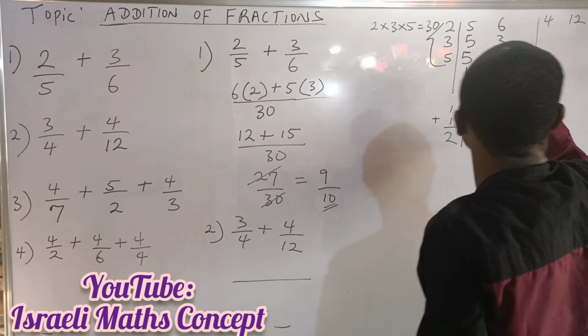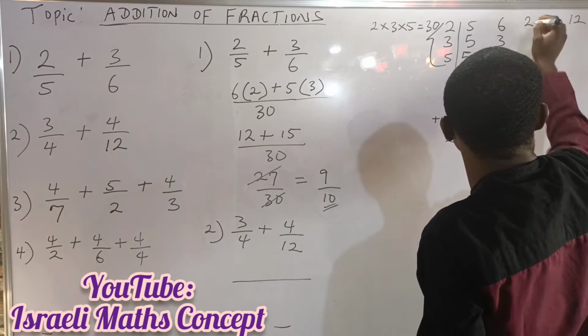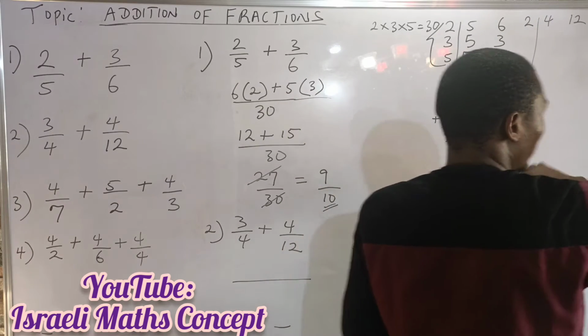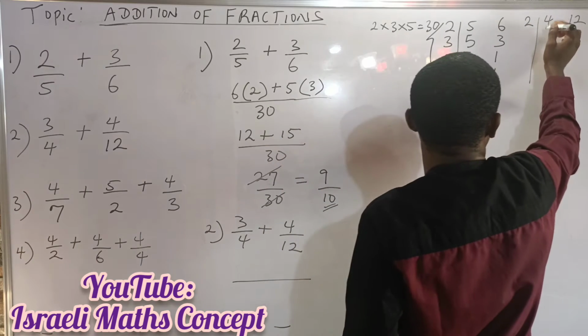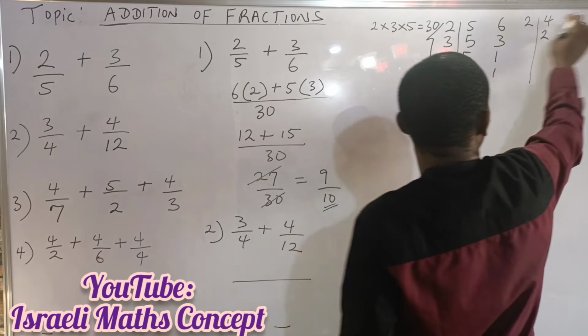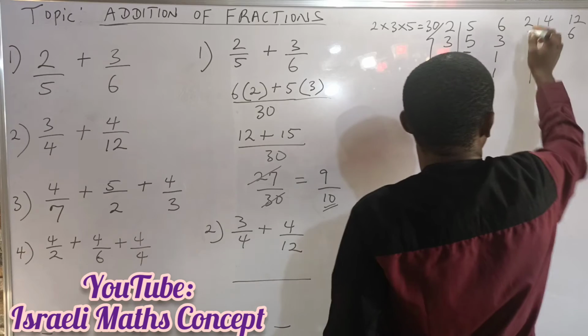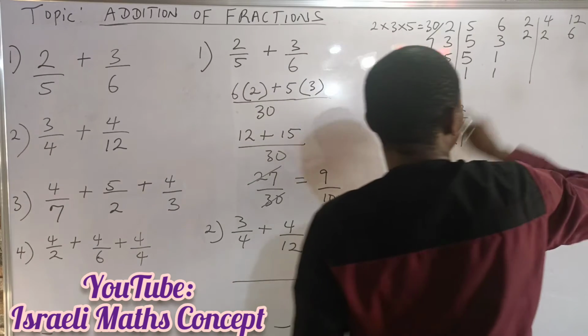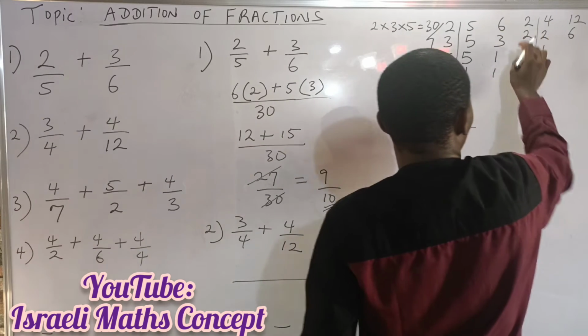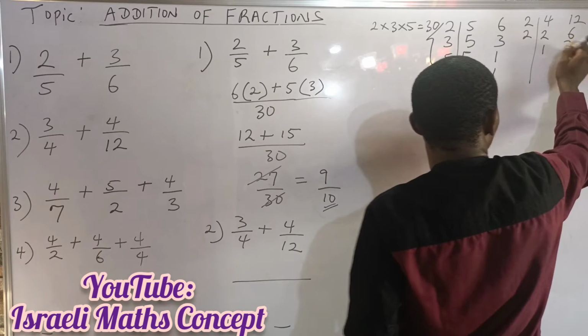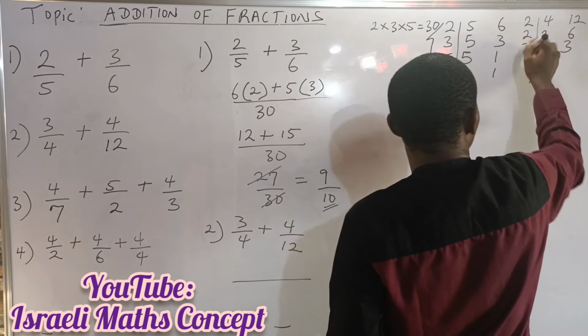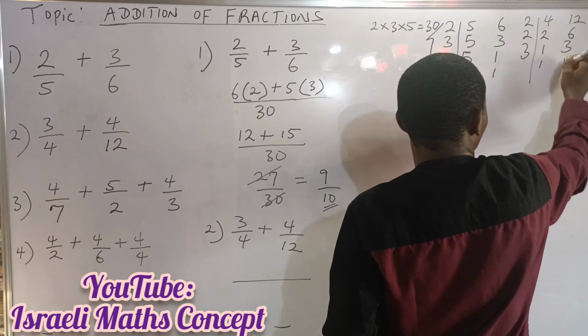Remember, the smallest term that can divide is 2, which is the smallest factor that can divide. And 2 divides 4, we have 2. And 2 divides 12, we have 6. Another smallest factor is 2. 2 divides 2, we have 1. And 2 divides 6, we have 3. Then 3 will now divide 3 such that we have 1.